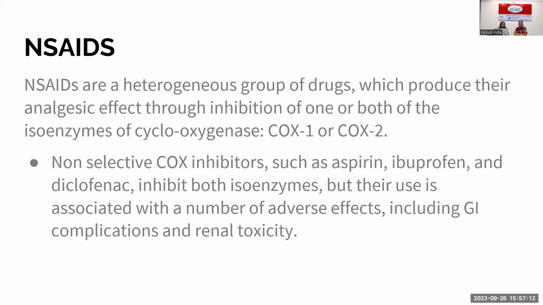Next are NSAIDs. NSAIDs again are a group of drugs which produce their analgesic effect by working on the COX-1 or COX-2. Basically, in NSAIDs, you have either the selective or the non-selective. The non-selective ones are aspirin, ibuprofen, which are commonly used, and naproxen also many of you may be using. They inhibit both the COX-1 and COX-2 enzymes. And the main thing is their adverse side effects. So GI complications and renal toxicity is what all of us are worried about, and that is what they cause.